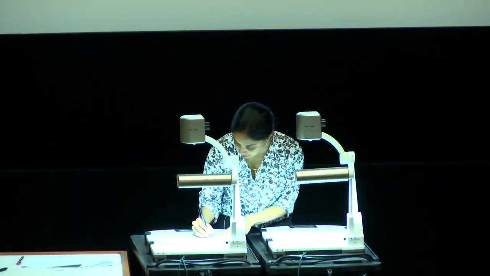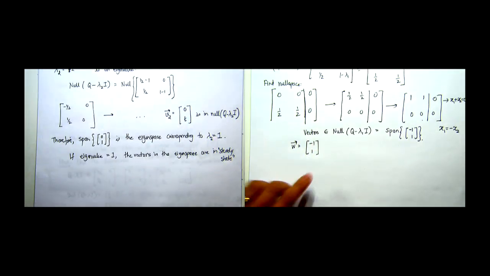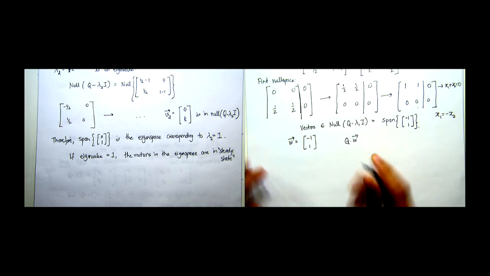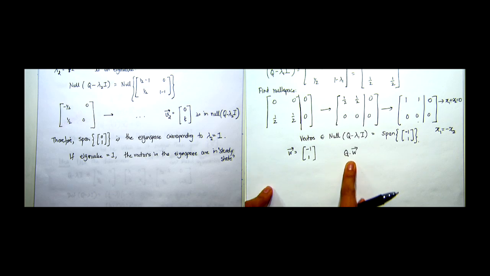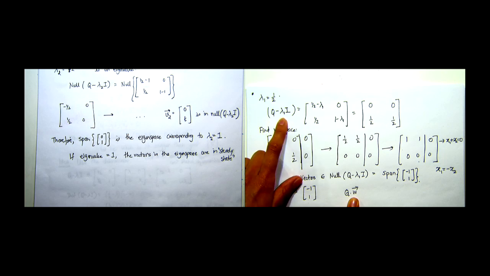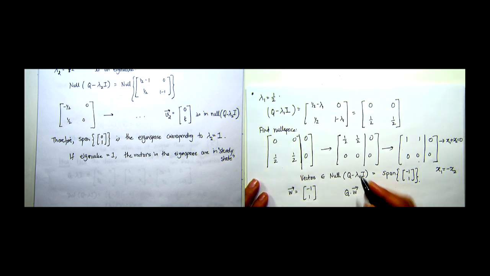So I want to explore this a little bit more. Now here, I'm going to call this eigenvector W. What happens when I take Q times W? What is the eigenvalue corresponding to the eigenvector W? What did we calculate the null space for? 1/2, right? So when I take Q times W, what do I expect to get out? 1/2 times W, right?